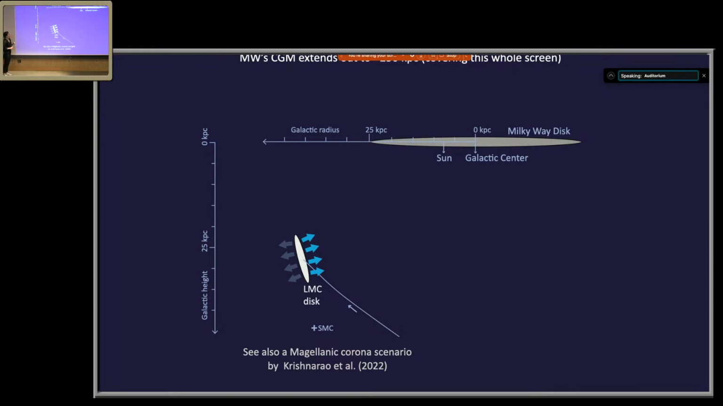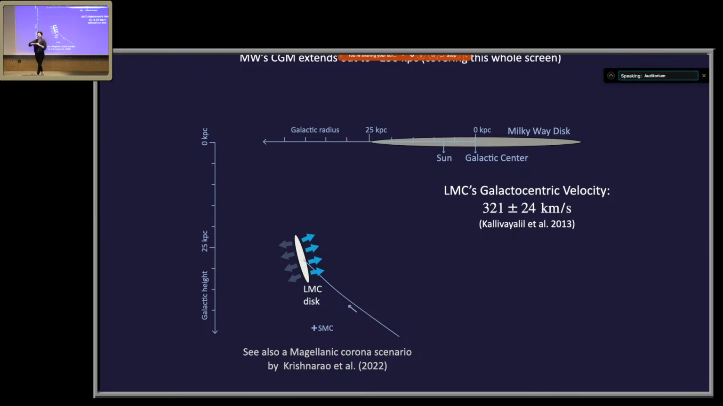My collaborator and I put forward a scenario, which is a bow shock. There has been other work that discussed this, like the corona work, and I encourage you to check it out. But here I'm going to put forward a different scenario, which is, let's think about the dynamics of the whole galaxy system.